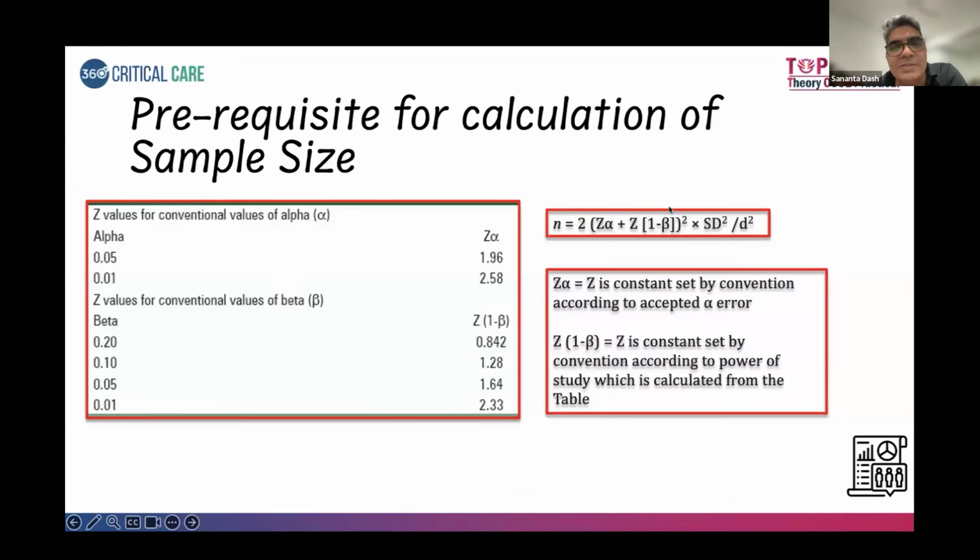Factor these into this formula, get the standard deviation. Again, for the standard deviation, you have to look at previous studies, what is their data, or your pilot study, what is the data and what standard deviation you have taken from there, and the dropout rate. So these are all values that you have prior to starting the study to calculate the sample size. So Z alpha and Z 1 minus beta come from a table which is fixed based on what sort of beta error you are happy with and what sort of alpha error you are happy with. All right.